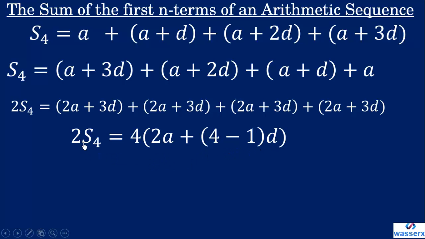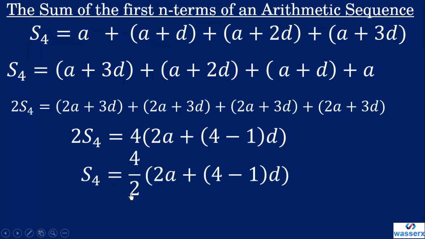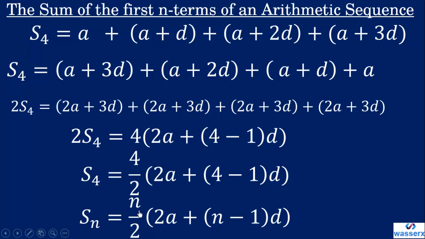Now, we want to make s the subject, that is s of 4 the subject. We divide through by 2 to obtain this. Now we can see that the sum of the first 4 terms can be rewritten like this. What if you want to find the sum of the first n terms? So we just substitute n for 4 over here. Even though we can simplify this and get some expression, we want to observe a pattern so that we can generalize it. So we substitute n equal 4 for this. We obtain s of n is equal to n over 2, all multiplying 2a plus n minus 1 d. So that is the sum of the first n terms of an arithmetic sequence.